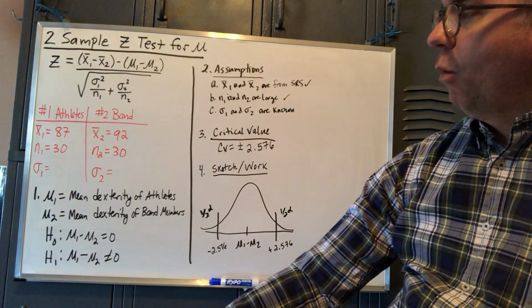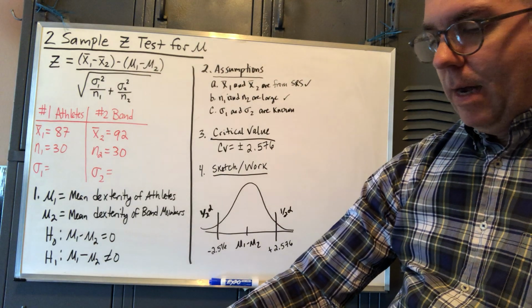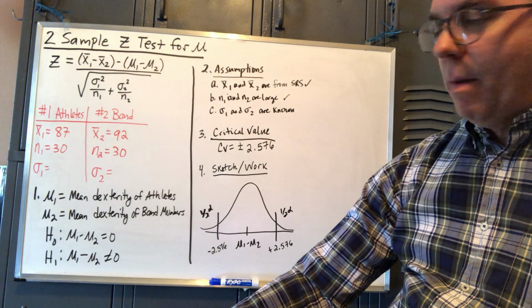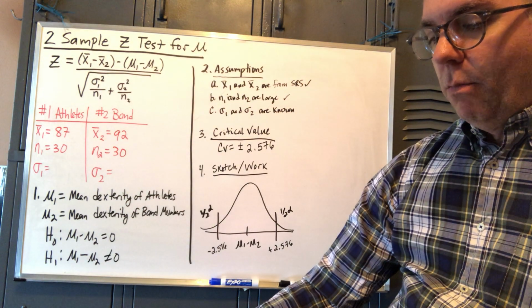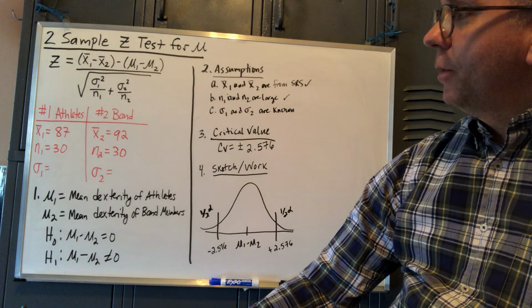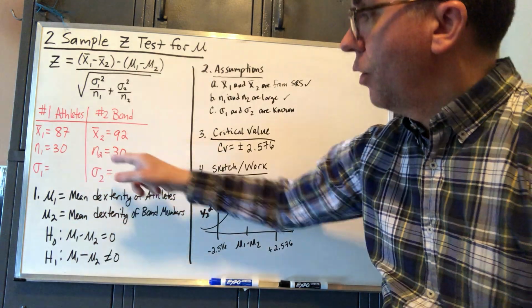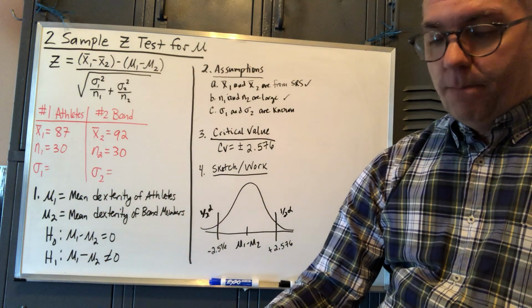So I call it X bar 1, that's 87. And the mean of the band members was 92. So X bar 2 is 92. We already found earlier in the problem that the samples are size 30. So N1 is 30 and N2 is 30.